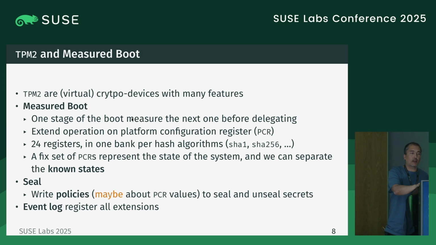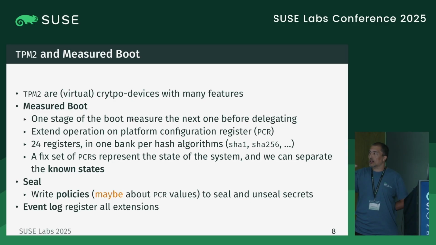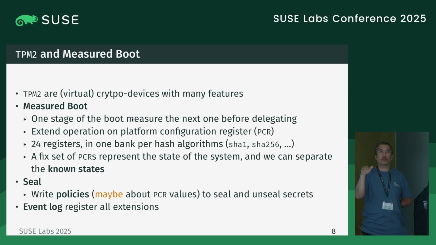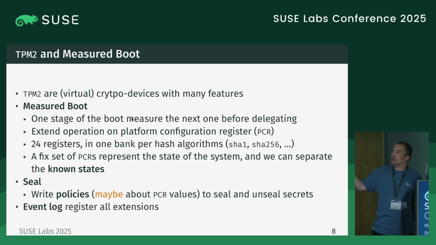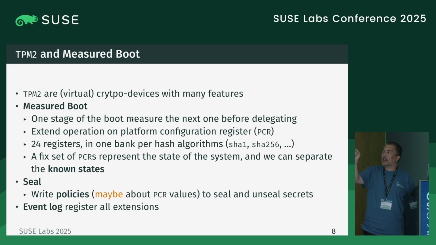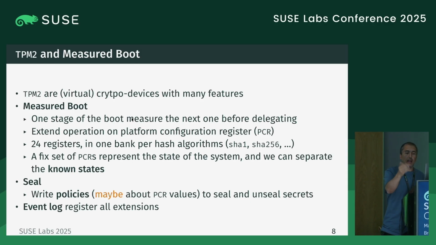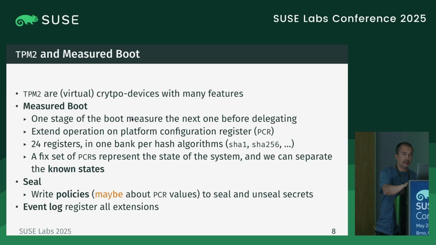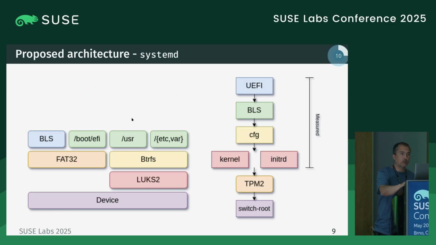And the last component that we are going to use from the TPM is the event log. That is basically a register in memory that contains all the extensions that have been done during the boot process. Every entry contains the data that you expect, that is which register has been extended, using which hash value, and for what reason it was extended. So some kind of metadata and description.